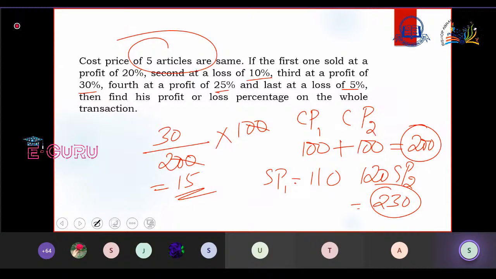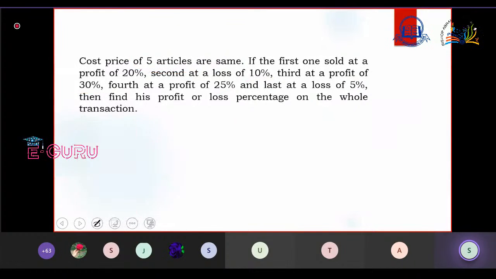15% is the total profit. So this is the traditional method that we are doing, but here one easy way is there. Now we know that the overall profit percentage is 15%. So for reaching this answer, we will do another method.